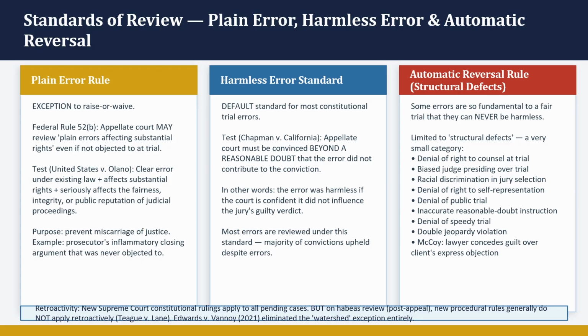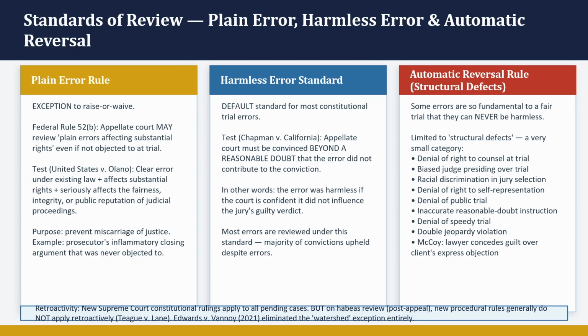Some errors are so fundamental to the entire concept of a fair trial that they cannot be subjected to harmless error analysis at all. The question with structural defects is not whether they affected the verdict. They are presumed to have undermined the entire proceeding. The list is deliberately short: denial of counsel, biased judge, racial discrimination in jury selection, denial of self-representation, denial of public trial, incorrect reasonable doubt instructions, speedy trial denial, double jeopardy, and the McCoy structural error where the lawyer concedes guilt over the client's express objection.